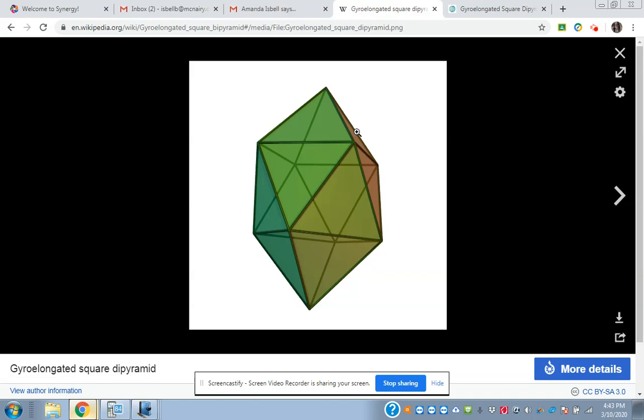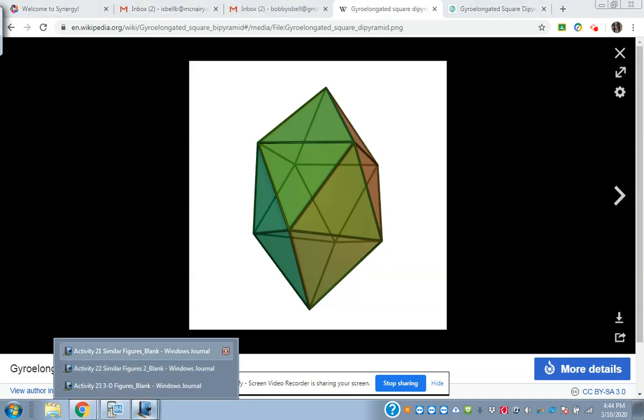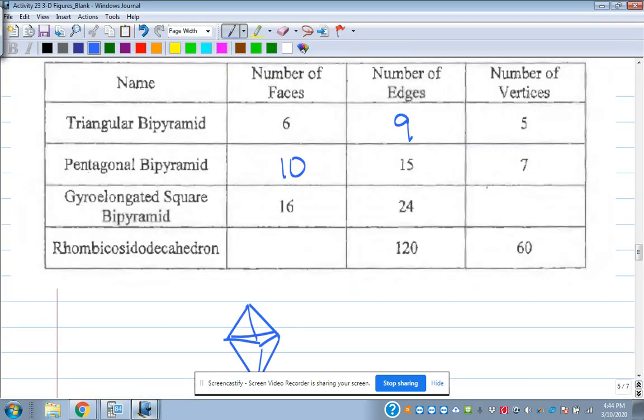Are we adding any vertices with these things? No, we're not adding any vertices with it. We're adding edges, but we're not adding vertices. So that's where the difference comes in there. So that should be a 10 there. And I'm not going to ask you a test question about a gyro elongated square pyramid, but the idea is that you think and use a little research to help you learn about that. So look at the next word.